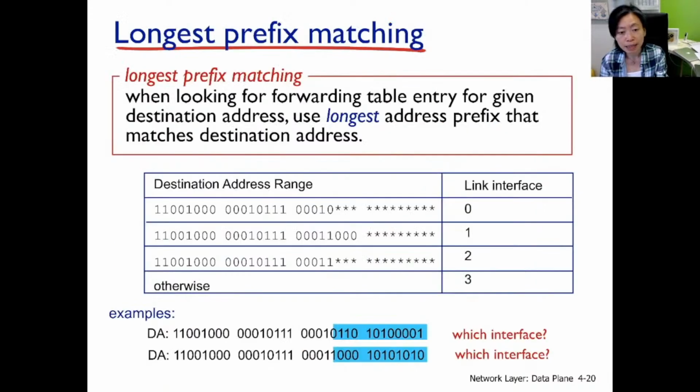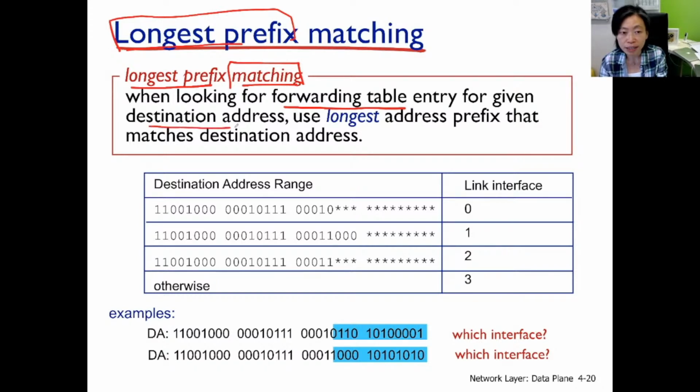So what's really being done on the internet is this. We do matching, but we don't match the entire IP address. We only match the prefix of the IP address. So when doing the table lookup, we are only matching to the longest prefix. This is what we do when we look up the forwarding table entry.